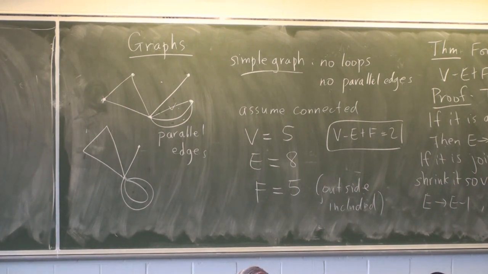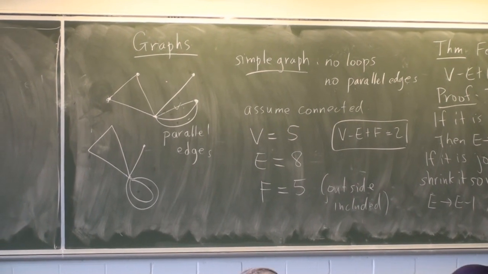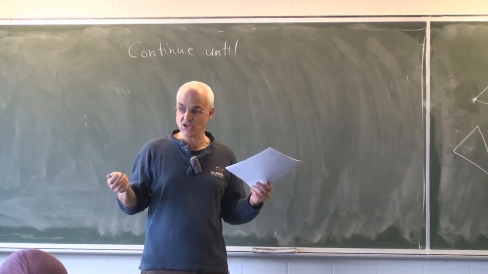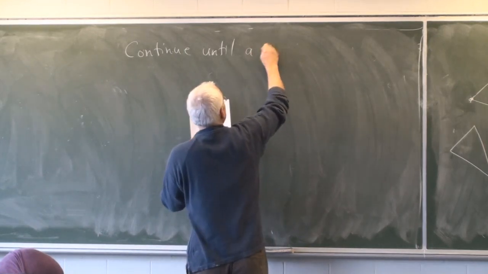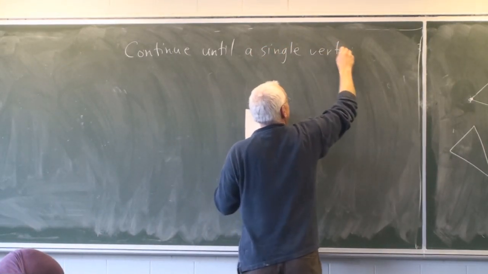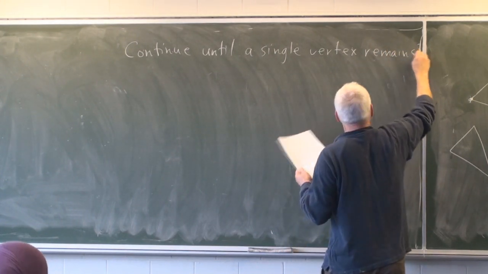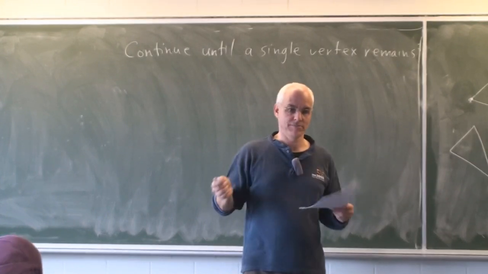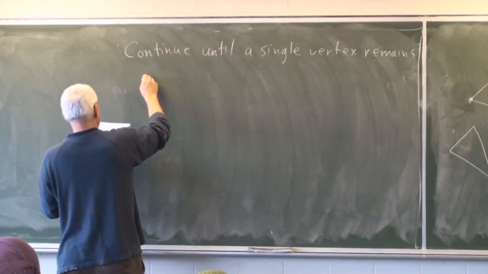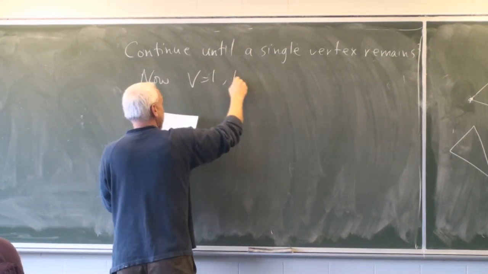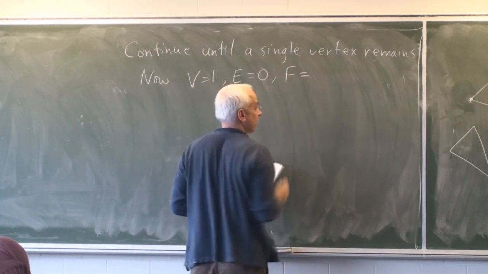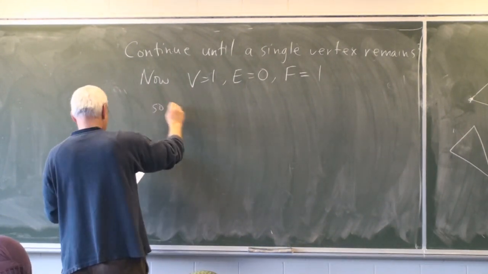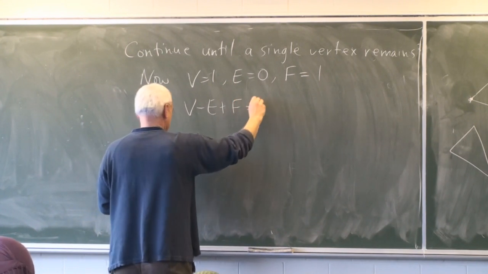Okay, so continue until each edge is going to disappear or be shrunk. So at the end, you're not going to have any edges. So continue until a single vertex remains. We can't have two or more vertices because we're assuming the thing was connected at the beginning. It all stays connected. So at this point, now we have V equals 1, E equals 0, and F equals 1 because it's only the one outside face. And so V minus E plus F equals 2.